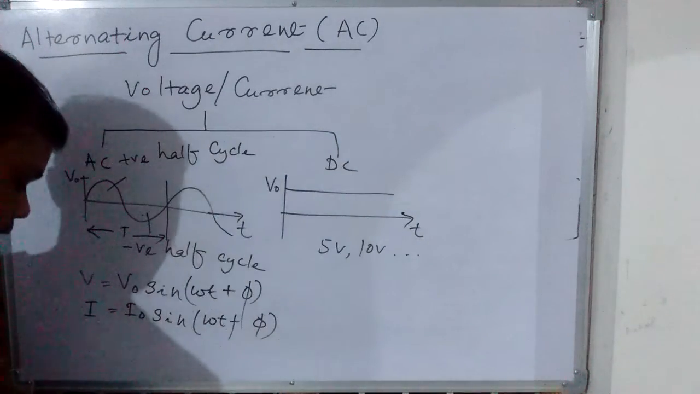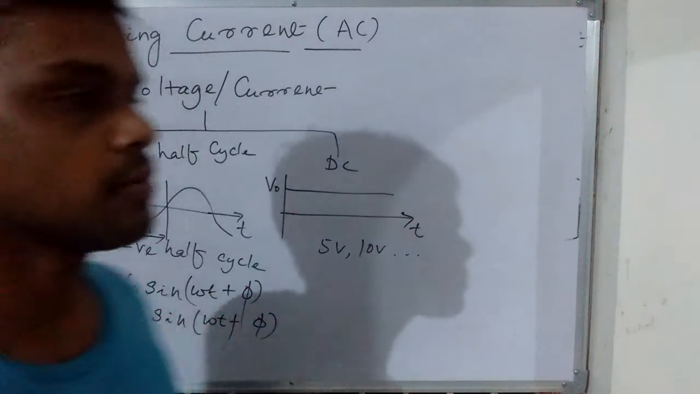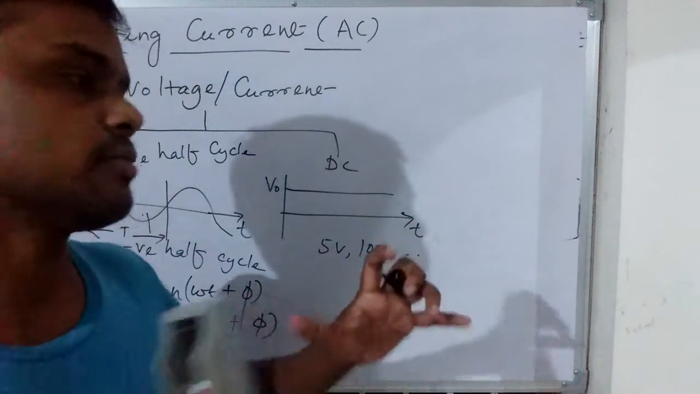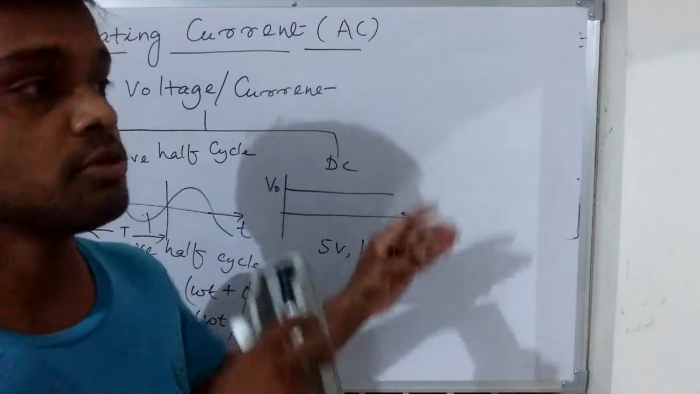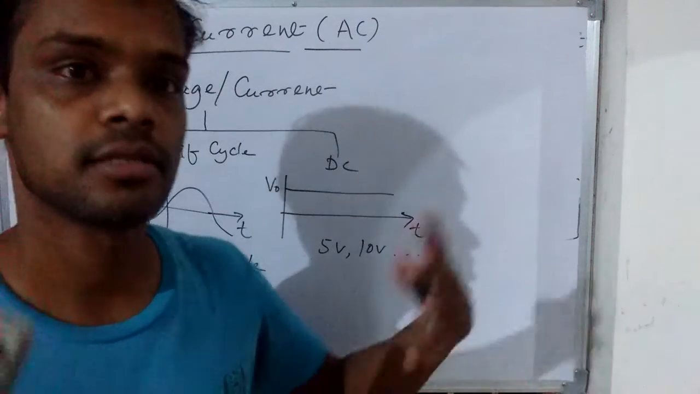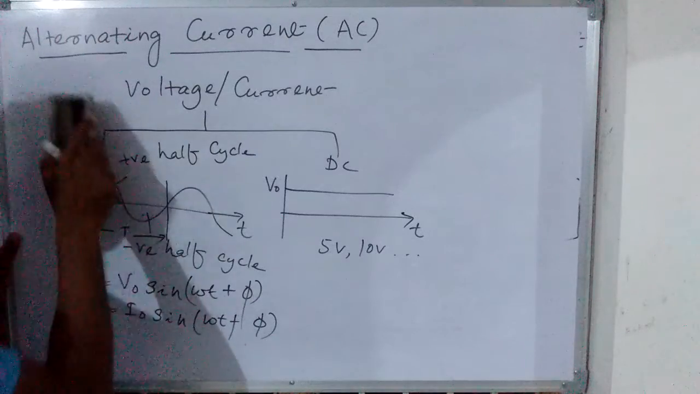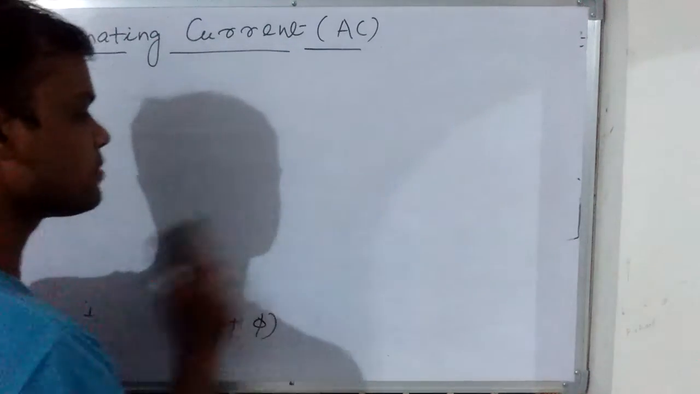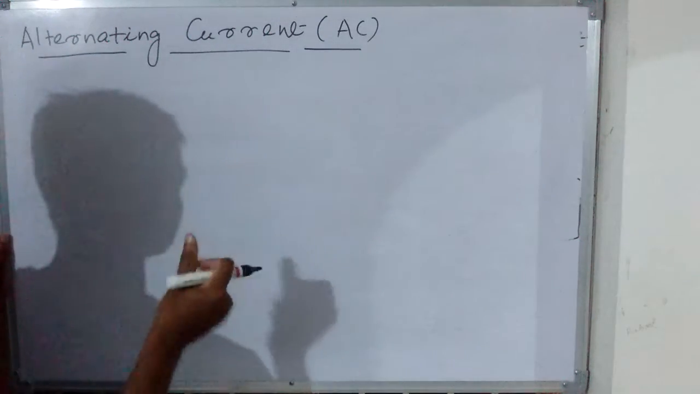Now we shall study the response of different sorts of circuits, that is resistive, inductive, capacitive, towards the AC supply. That means if you supply AC voltage to a circuit, how do the circuit elements respond? The very common element is our resistor. So first we shall study the response of a resistive circuit to an AC voltage.